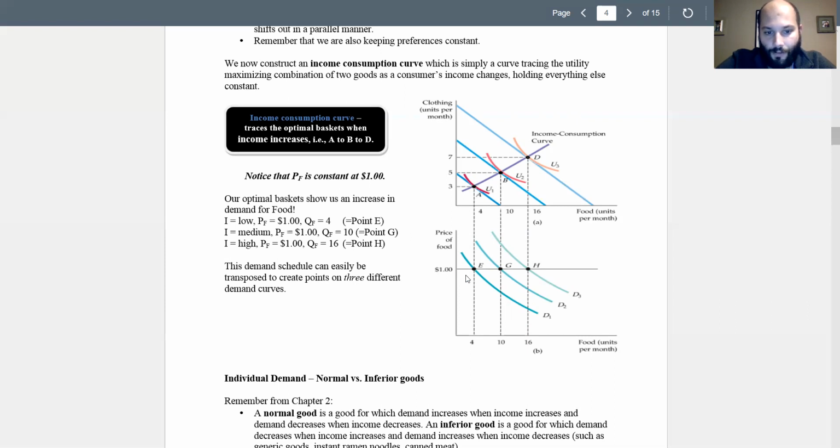So at the price of food, which remains constant at $1, in the original bundle we were able to buy 4 units of food. So we trace out that point, and from the price consumption curve earlier, we might have known the slope to know the rest of this information. And we can see that as our income changes, we demand more of this good. Price stays the same, but our entire demand curve shifts. So these are parallel demand increases due to increases in income.